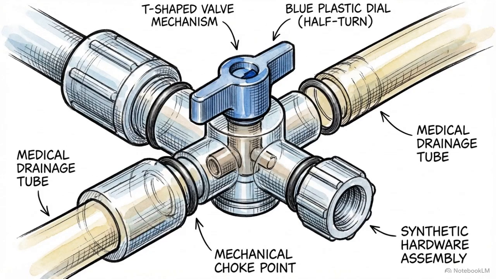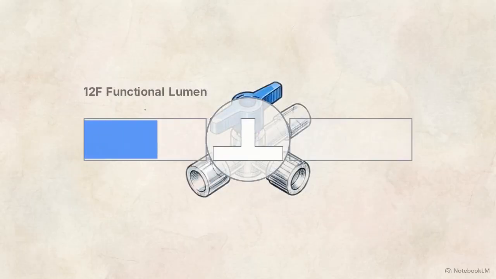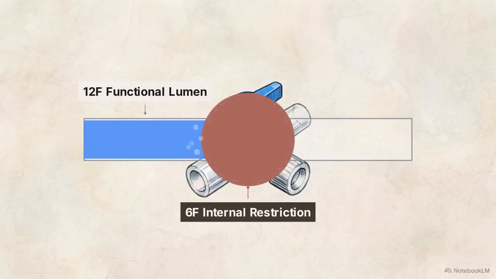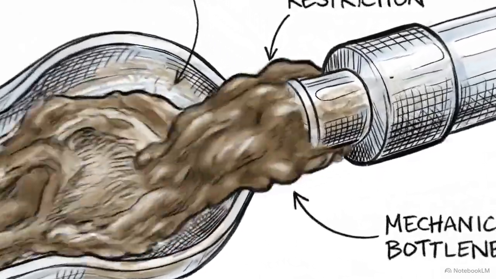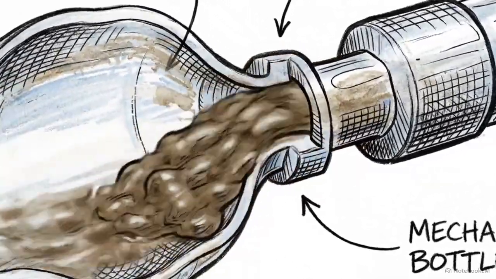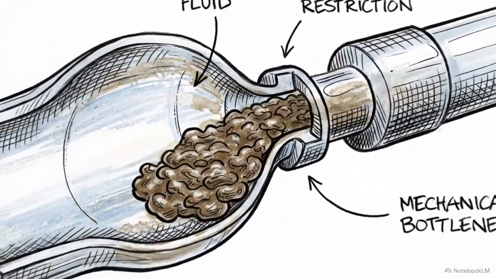Even with perfect sizing, a common clinical trap occurs at the bedside when care teams attach a 3-way stopcock to the end of a large 12 French drain. Cautionary: the internal valve of a standard stopcock is highly restrictive. Routing thick fluid through it artificially chokes the functional lumen down to 6 French. Matching tube size to fluid viscosity achieves nothing if downstream hardware creates a mechanical bottleneck. The physics guarantee drainage failure.